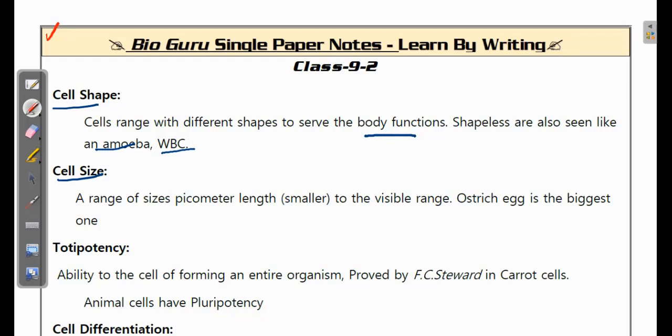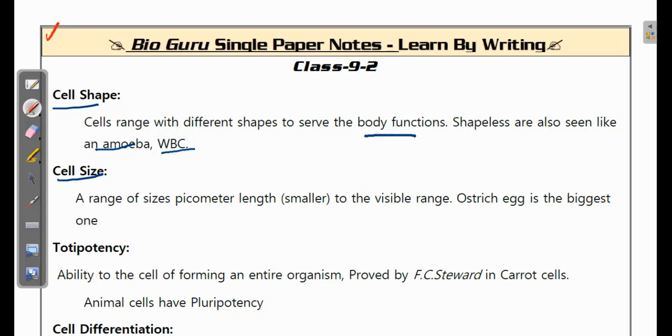Let's say the amoeba inside the humans is WBC cells. There is a particular type of WBC cell called macrophages. The macrophage is like an amoeba. As soon as any pathogen enters, it's going to take it, it's going to engulf it like an amoeba. So that's why it is called an amoeboid cell.